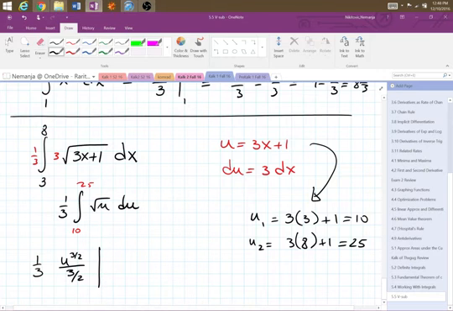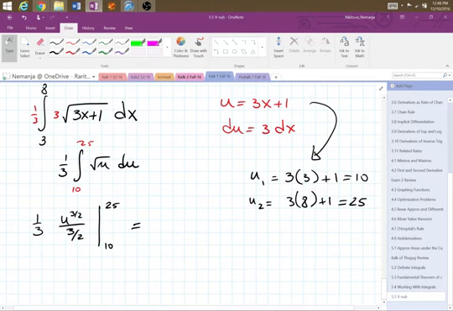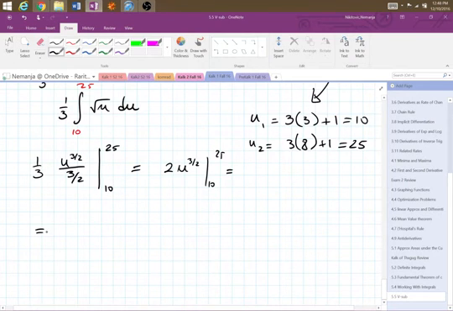We are not going to put plus c. Three and 3 will cancel. Oh no, 3 and 3, that will make 2 over 9. That's 2 over 9. We have 25 raised to 3/2 minus 10 raised to 3/2. Now you can use the calculator to get the number out of this. No one cares.